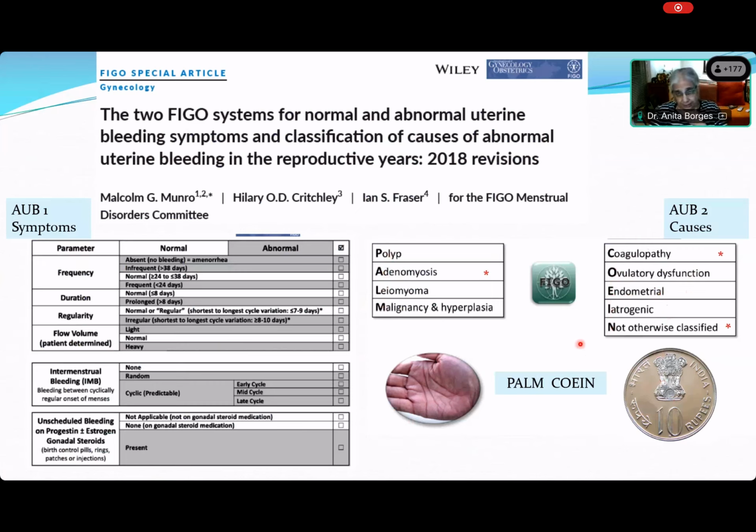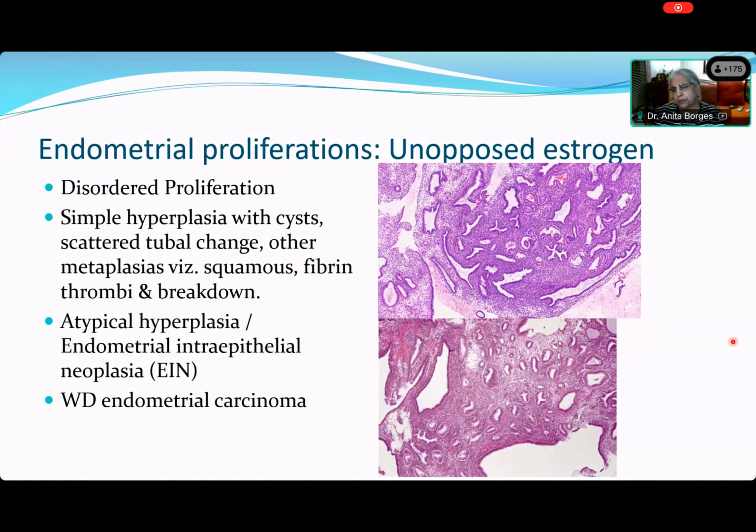And where are we pathologists not involved? We're not likely to see adenomyosis in a curettage. Okay, we will not know about coagulopathy, and this not otherwise classified is not within our realm. But these are the causes of abnormal uterine bleeding. Now, one of the most important causes of abnormal uterine bleeding is unopposed estrogen.